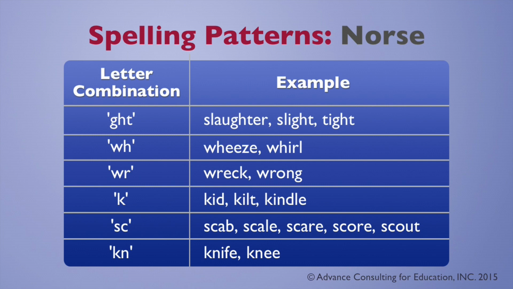So the hard K sound in kid, kilt, and kindle all come from Norse. And the hard SK, so the S and then the hard K, spelled with an SC, also comes from Norse. So scab, scale, scare, score, and scout. And then finally the KN combination in knife and knee has been traced back to Norse.